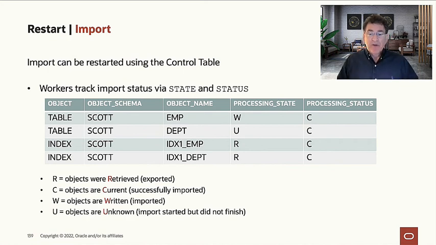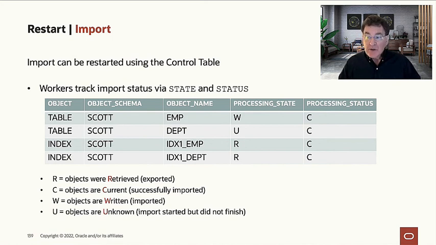If an import job is started and then stopped, for instance, after the table scott.emp is imported and before the table scott.department is imported, the rows look like this in the control table on the slide.